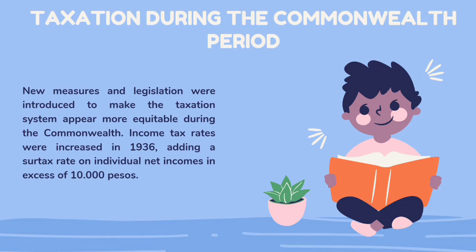Income tax rate increased in 1936, adding a surtax rate on individual net incomes in excess of 10,000 pesos. Kaya during Commonwealth period, ang income tax rate ay tumaas noong 1936. So pag sinabi nating surtax rate, ito ay ang pagtaas ng 10% ng surtax sa mga nai-apply sa mga high income tax payers.